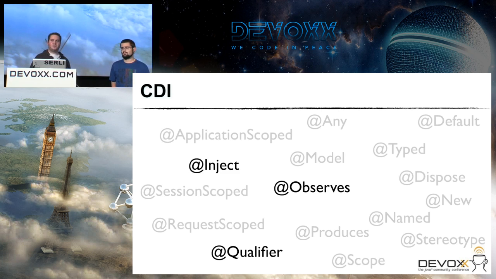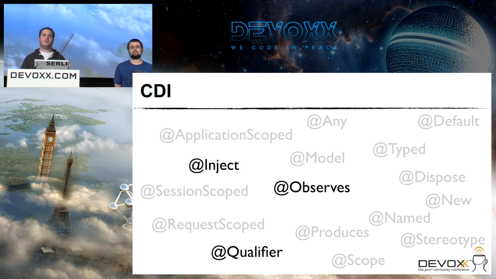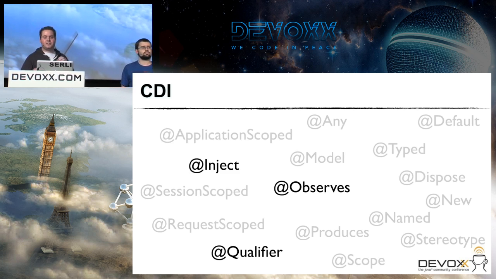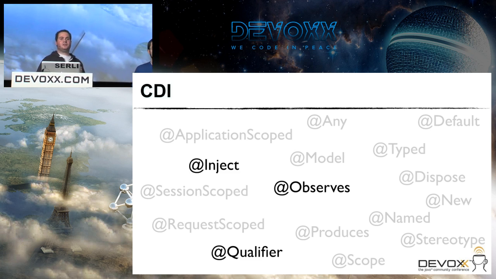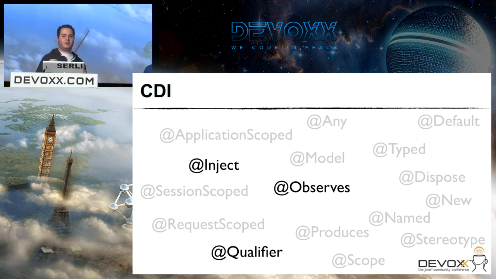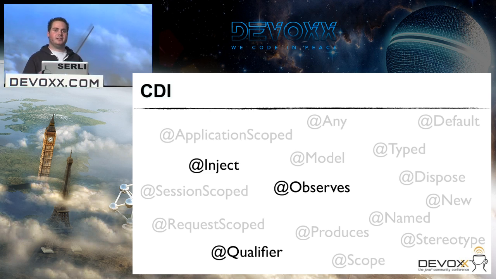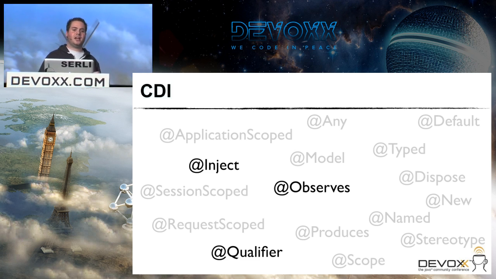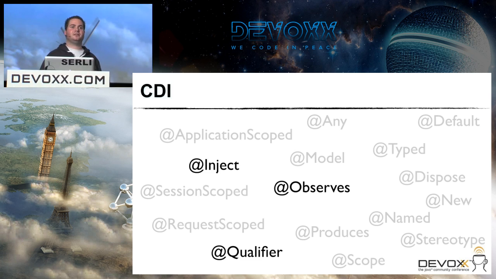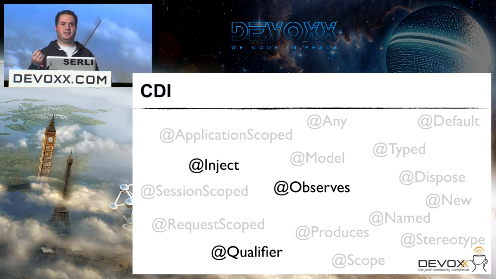And the last one, @observes, is the way you declare a listener in CDI. You just have to write a method with a parameter and annotate this parameter with @observes. And each time an object of the type of the parameter is broadcasted in the CDI container, then this method will be called and you'll get the event.